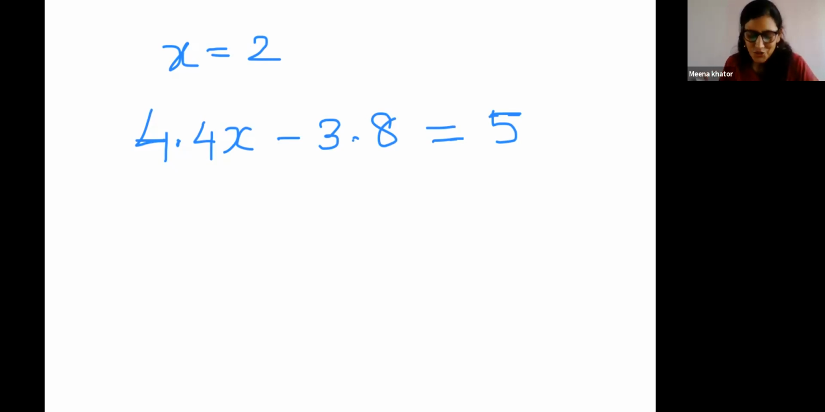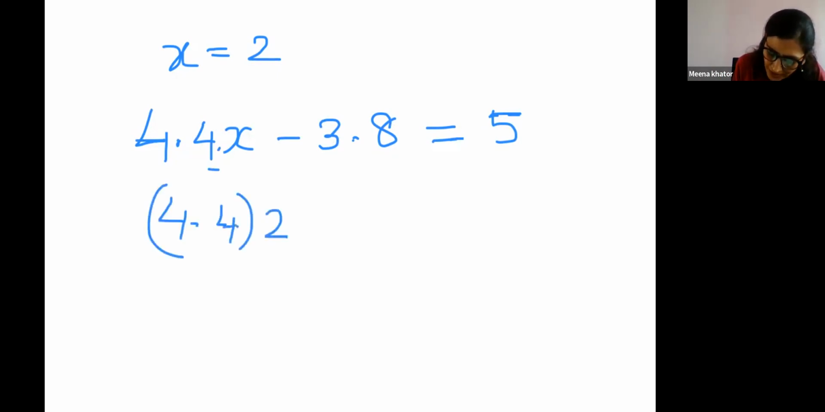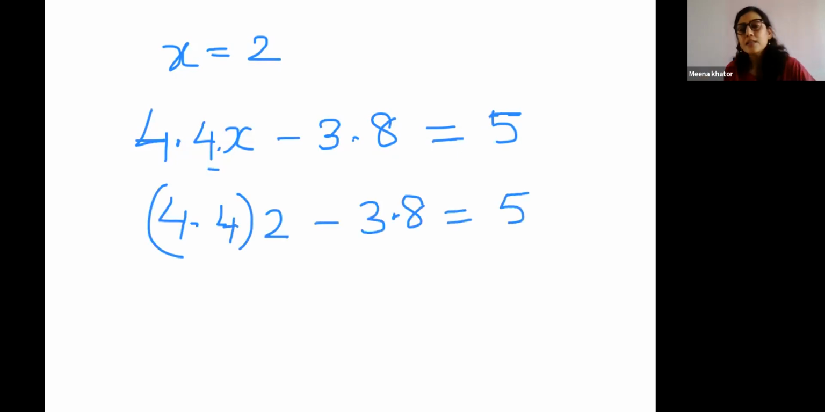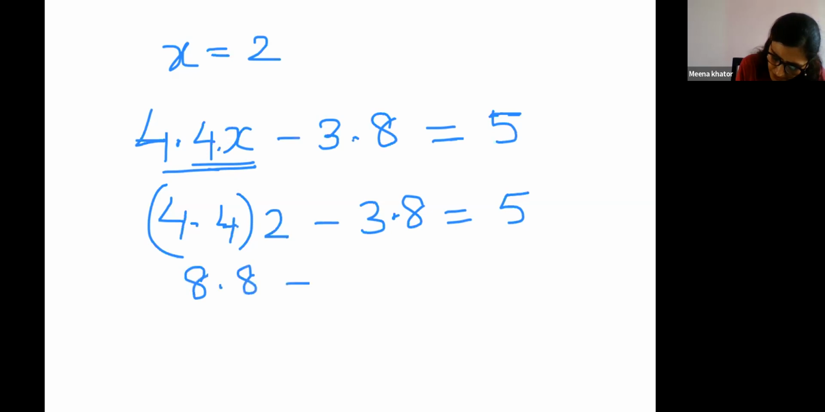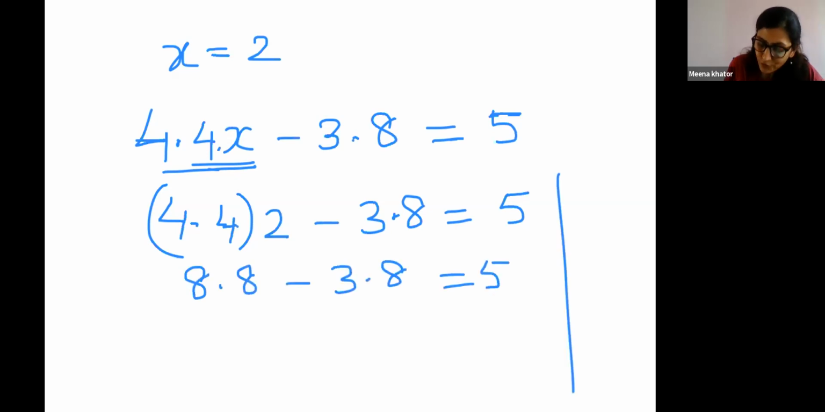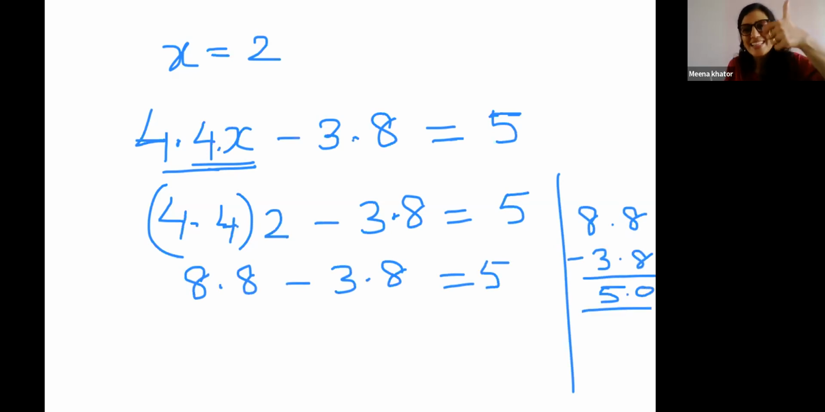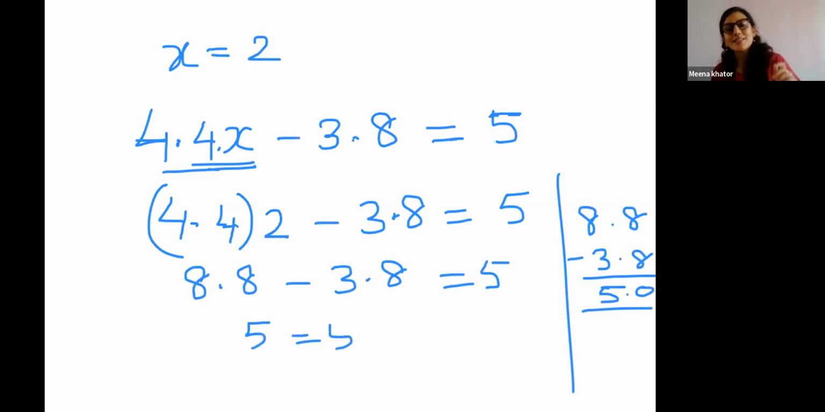So let's check. 4.4 into x. I am substituting the value of x here as 2 and writing the rest of the things as it is. This is my first step. Now I multiply 4.4 into 2. Why multiply? Because this means x is being multiplied by 4.4. So when I multiply, I will get 8.8 minus 3.8 is equal to 5. Solve it on rough columns and check. Bingo! 5 is equal to 5. So LHS is equal to RHS, and the solution x is equal to 2 is correct.